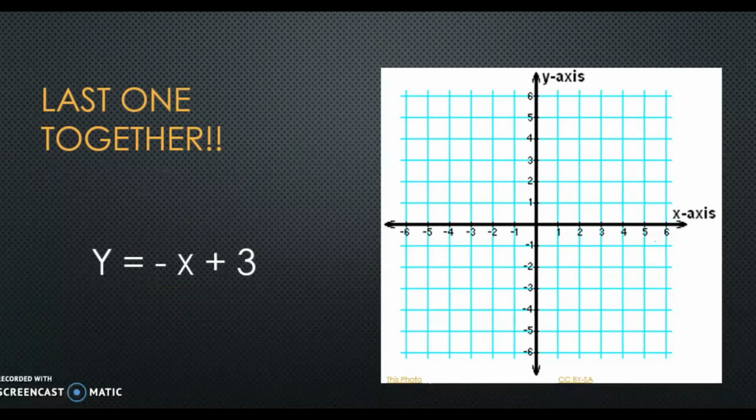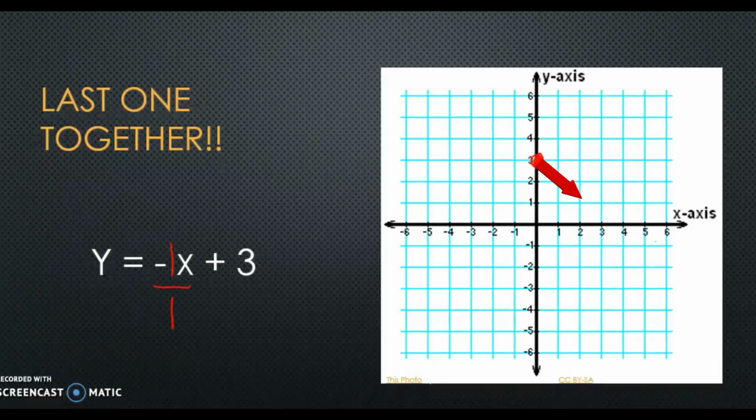Here's another one. We begin at the y-intercept at 3. Looking at this one, you'll notice that that slope is -1. We always put whole numbers over 1. So this one, we're going to go down one, right one, connect our points, and we have our line.